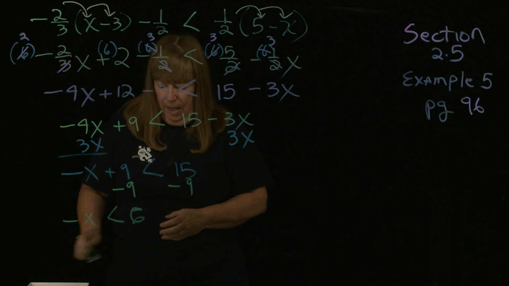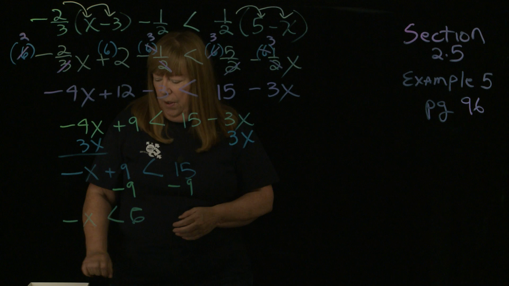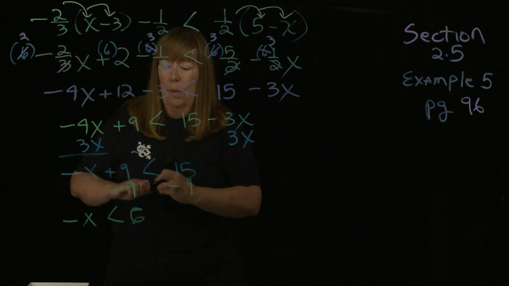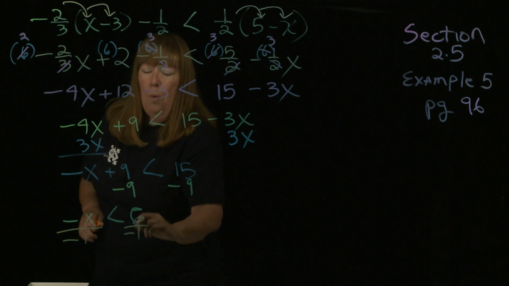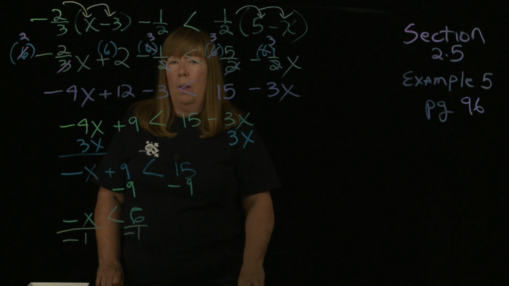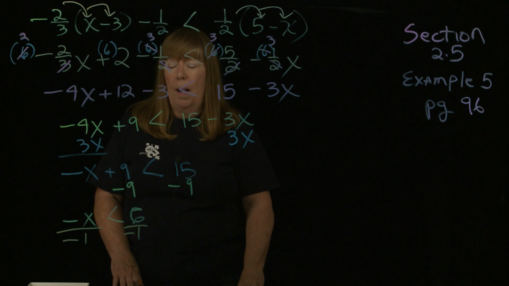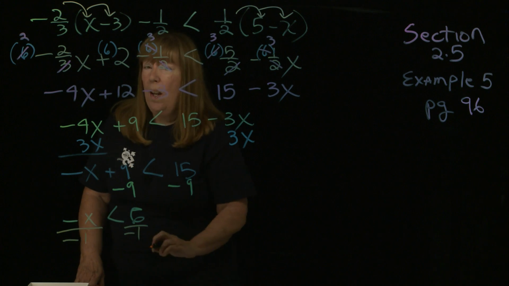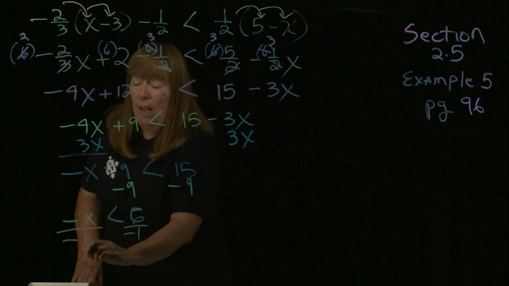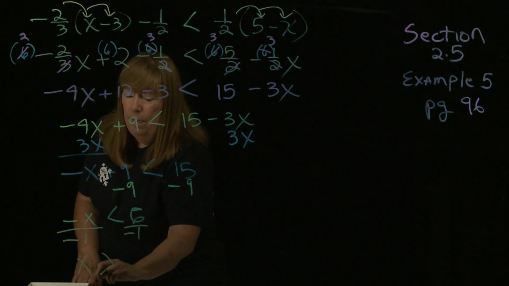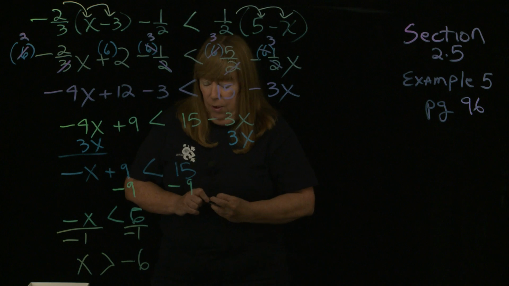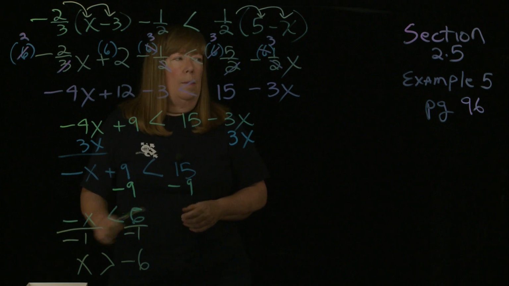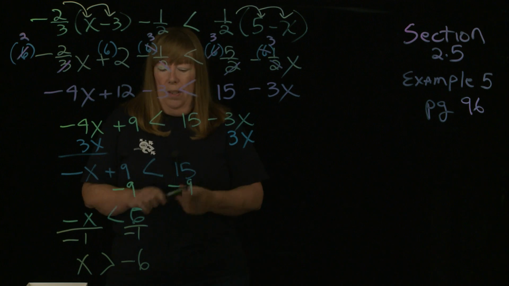Okay. But we're not solving for negative x, we're solving for x. So we need to divide both sides by negative 1. And what did we learn on the last example about when you divide or multiply by negative 1? You have to do what to this symbol, right? You got to flip it. So we're going to end up with x is greater than negative 6. Okay, so there's the solve step.